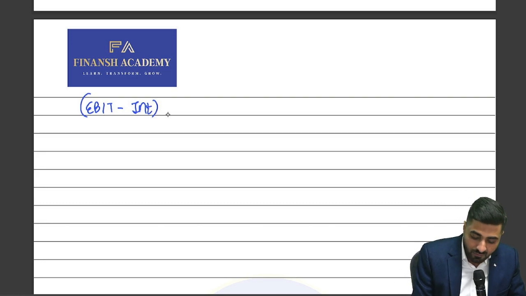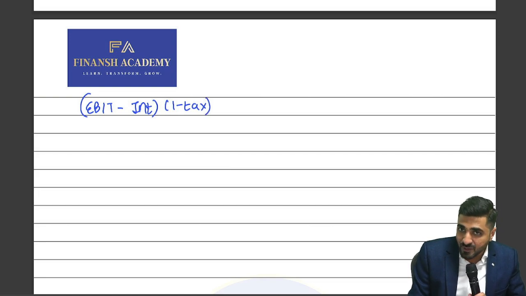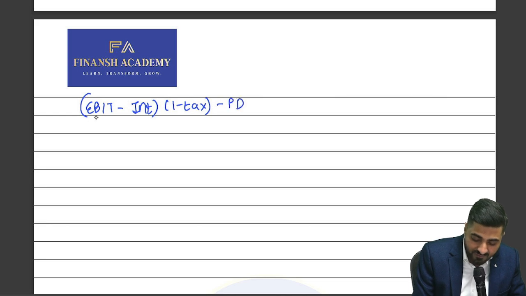EBT. Then can I say I'll need to multiply by 1 minus tax. Will this be your NPAT? From this, what will I subtract, beta? Preference dividend. What will I get? Net profit for equity shareholders, which I'll divide with what, beta? Number of equity shares. Can I say this should be equal to this?